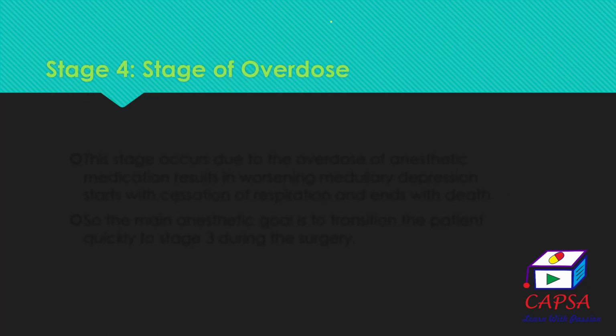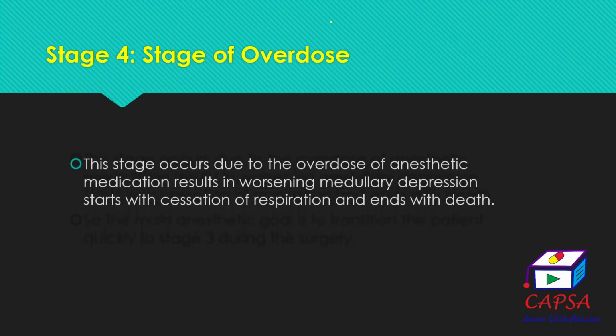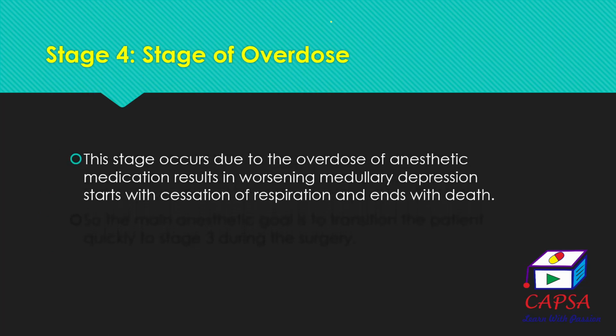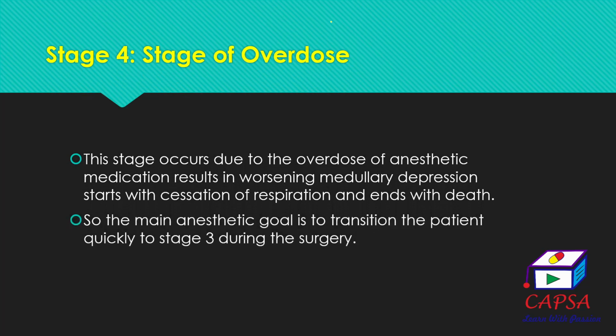Now what is stage 4? Stage of overdose. This stage occurs due to an overdose of anesthetic medication, resulting in worsening medullary depression. It starts with cessation of respiration and ends with death. So the main anesthetic goal is to transition the patient quickly to stage 3 during the surgery.